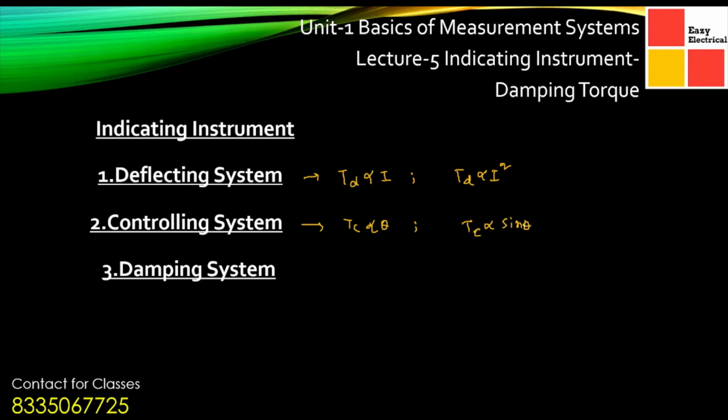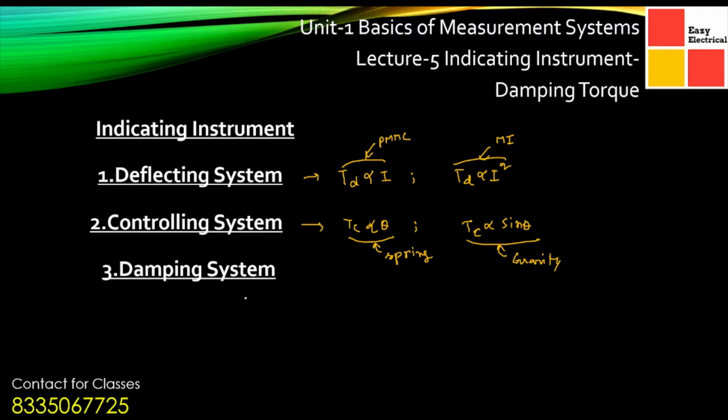For spring control instruments we have seen this phenomenon, and for gravity control instruments we have seen that phenomenon. This proportionality we have seen in the PMMC type instrument, and in the MI type instrument we have seen this. Whenever we take up the detailed construction of the PMMC and MI type instruments, you will have a better idea of how it comes out.